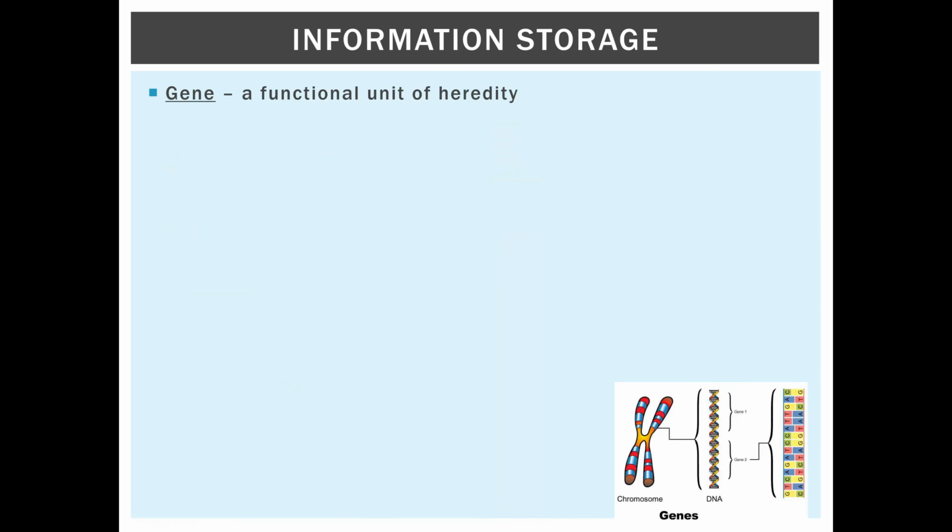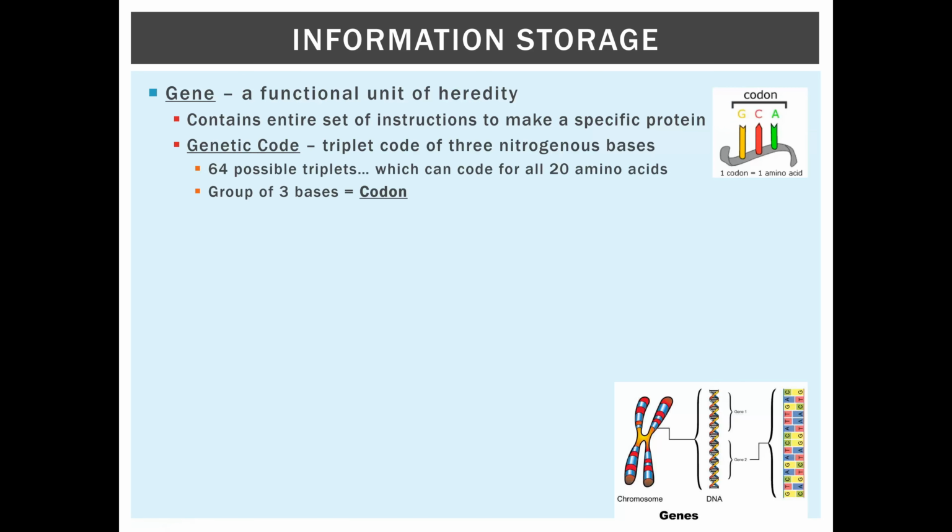So let's talk about how DNA stores information. DNA has specific sequences within it called genes, and genes are the functional units of heredity. This is what we pass on from parent to offspring. If we look at the little picture down here, we see the chromosome, and if you take the proteins out, you've got the DNA, and then genes are specific regions on the DNA that have the instructions to make a specific protein. So genes contain the entire set of instructions to make a specific protein.